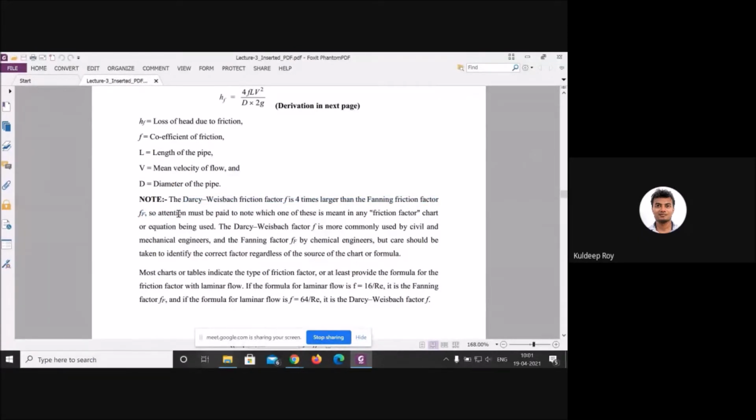So if someone mentions the friction factor and says this is the Darcy friction factor, then it will be F. Otherwise you have to divide or multiply based on what you are looking for. If it is giving this, then it's okay. If it is giving the fanning friction factor, then you have to divide to get the Darcy-Weisbach equation. And here I have mentioned that the Darcy friction factor is more commonly used in civil and mechanical engineering, but in chemical engineering people generally apply the fanning friction factor.